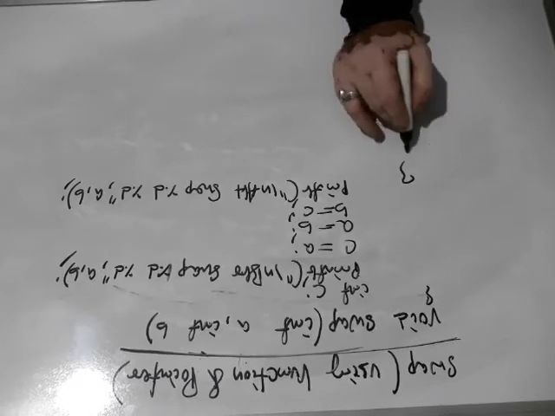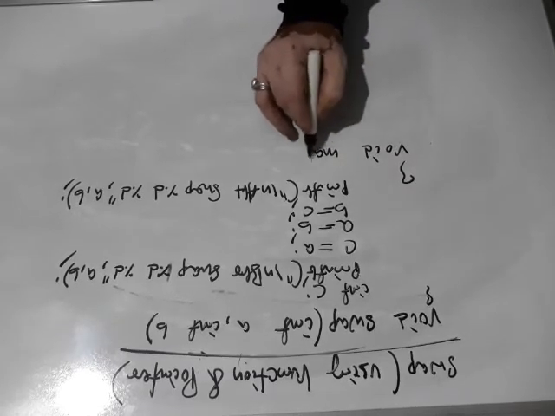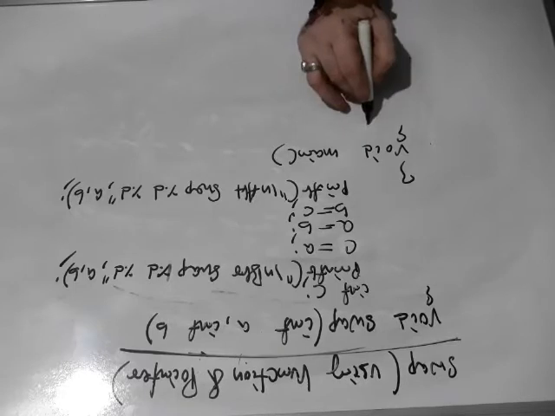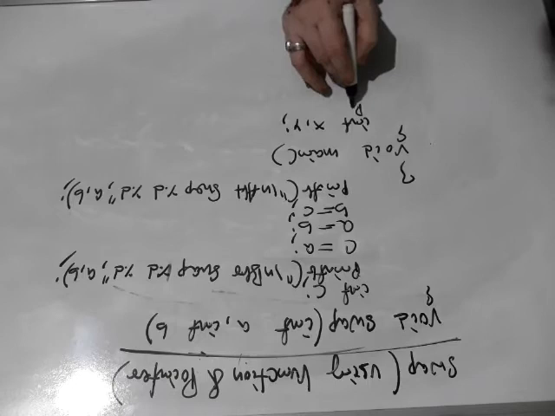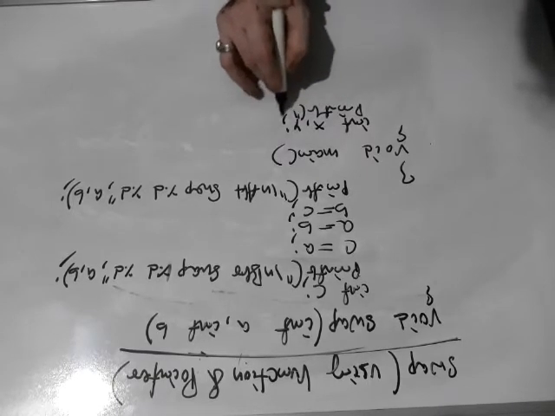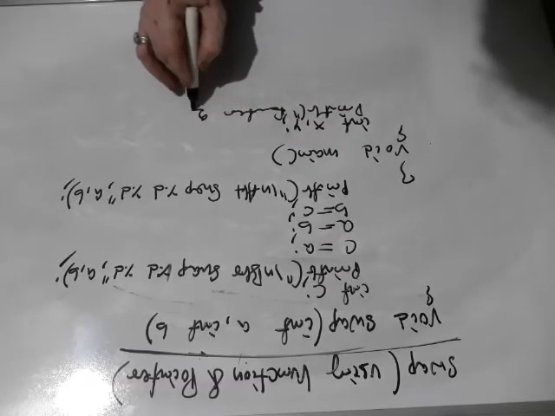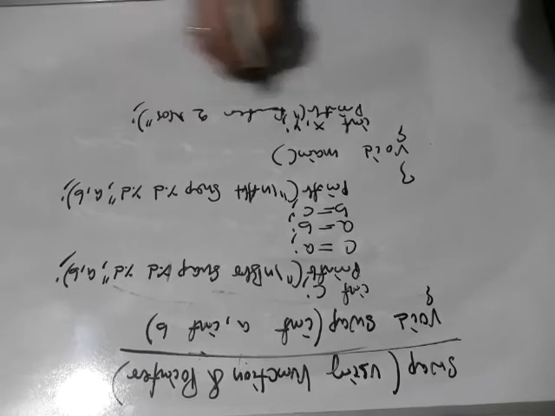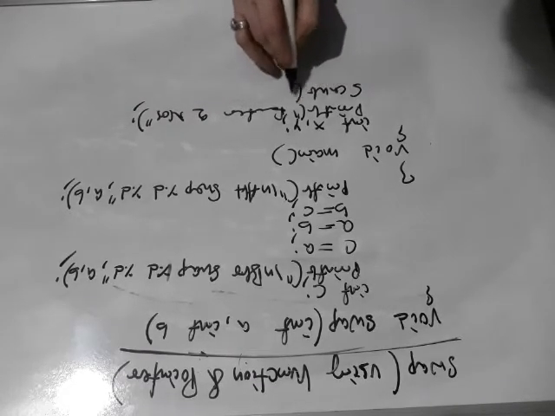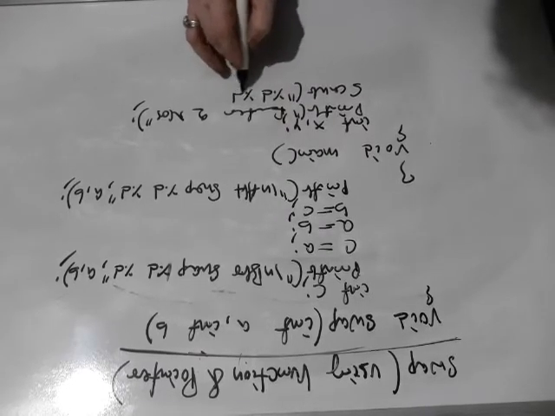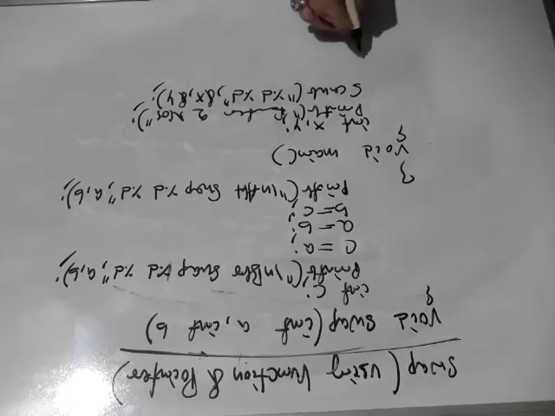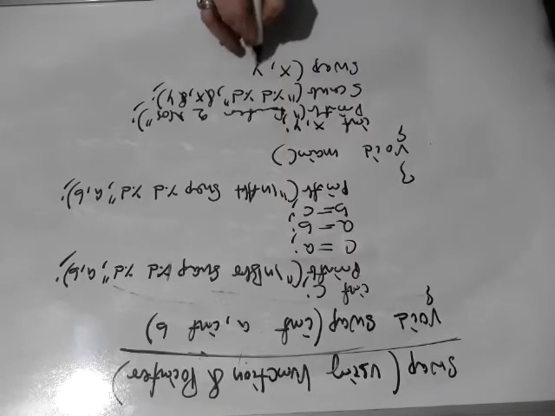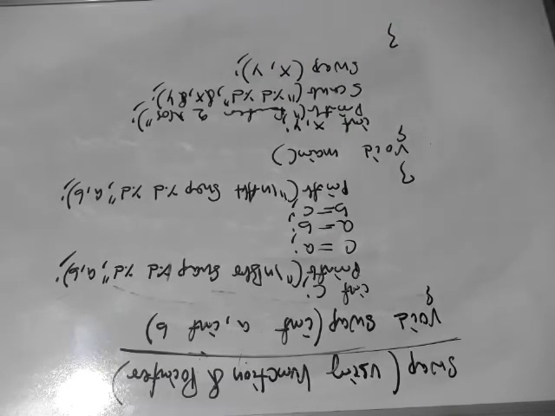Let's do the main function. So void main, then we can make here two variables, that is int x comma y. Then we can make here printf, enter two numbers. Then we can make here scanf, %d comma %d, x comma y. Fine. Thereafter what we did, we have to call the function swap x comma y, isn't it? This is how we did last time.